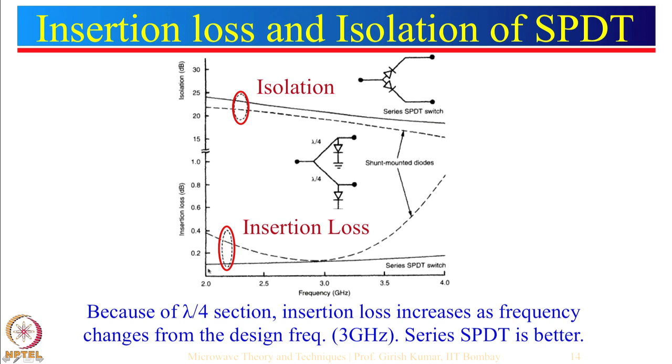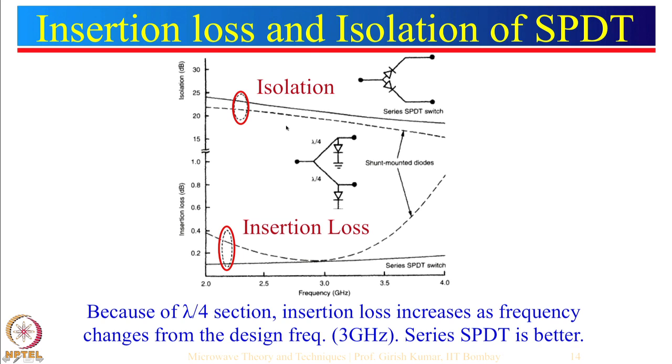You can see that insertion loss is relatively flat, it is of the order of 0.1 dB, which is pretty good. But however, due to this lambda by 4 section, insertion loss is lowest at the center frequency of around 3 gigahertz, and as we deviate, insertion loss increases. But you can see that even from 2.5 to up to about 3.5 gigahertz, insertion loss is still of the order of around 0.2 dB, which is acceptable for most of the application.